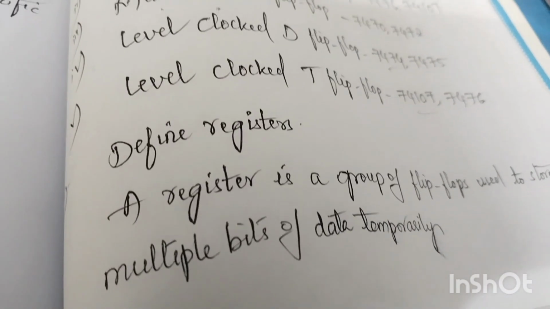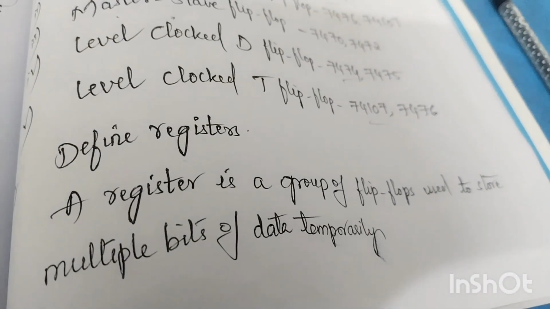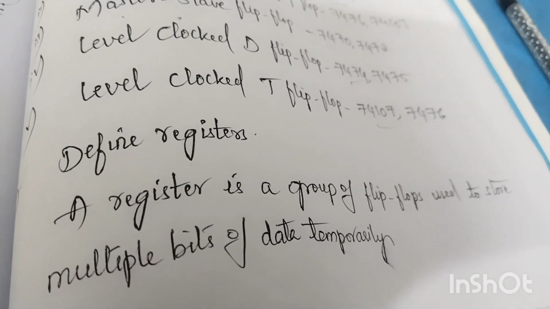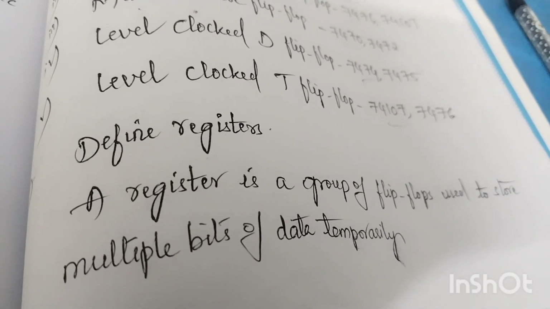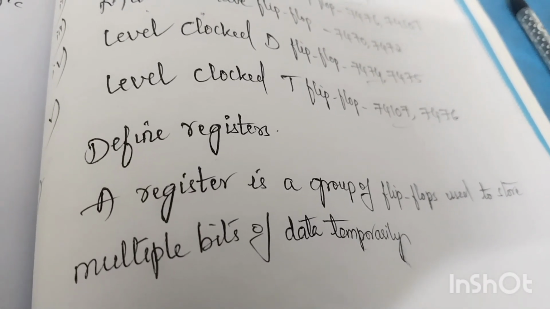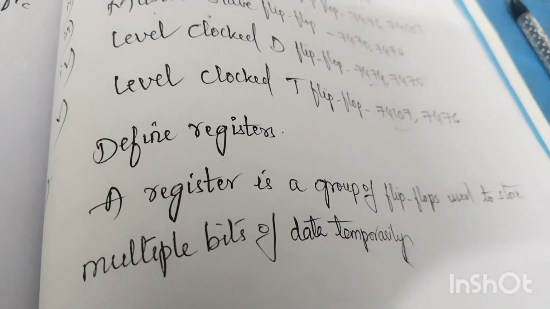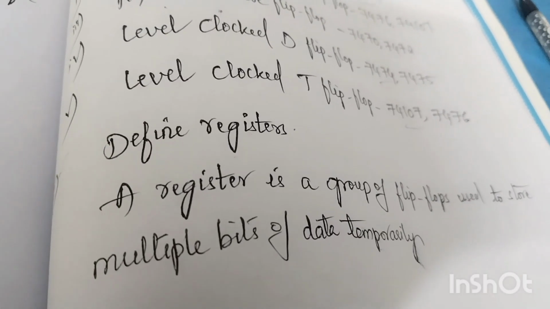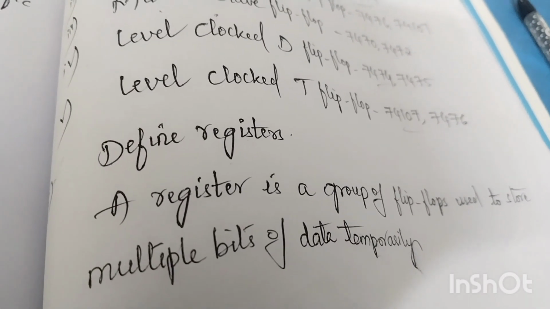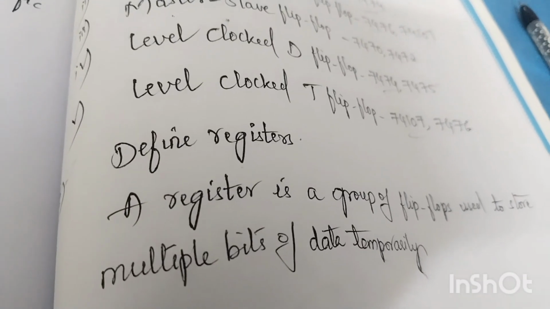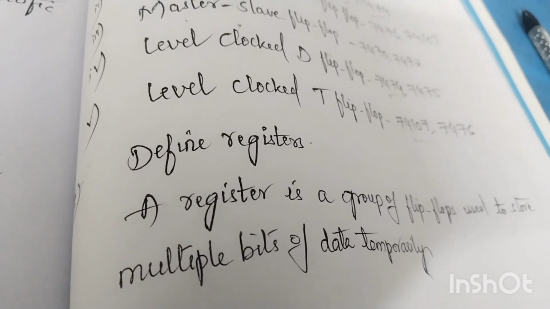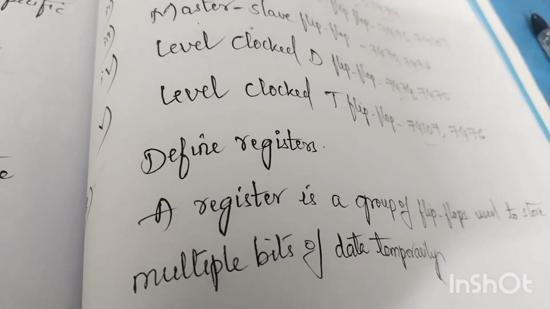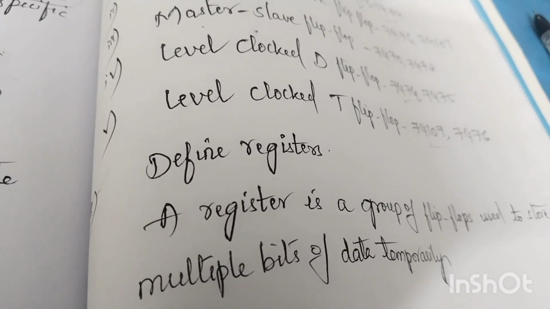And next we have, define register. A register is a group of flip-flops used to store multiple bits of data temporarily. And the immediate question you can also expect, what is the need of register? Register is used to store the data temporarily, and the second one, it shifts the data.